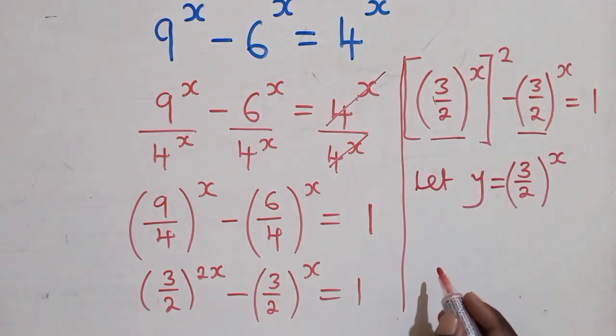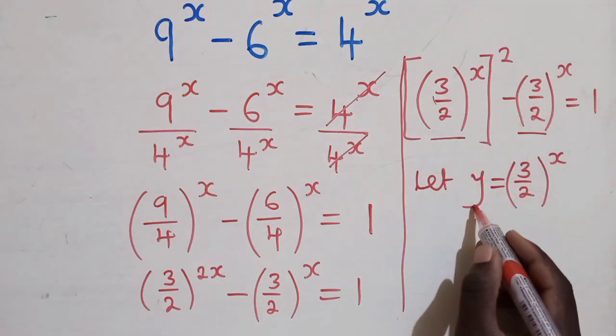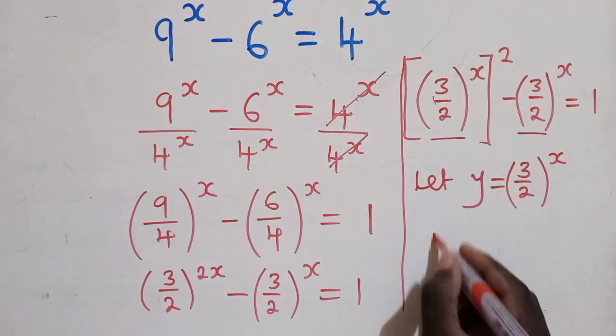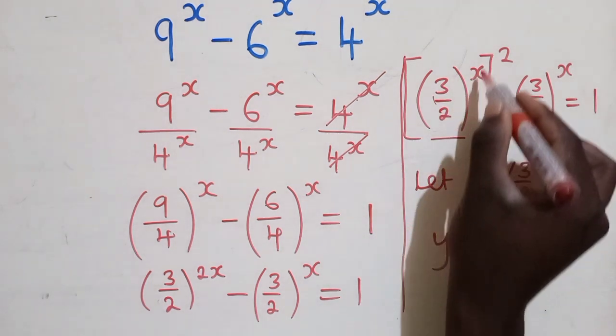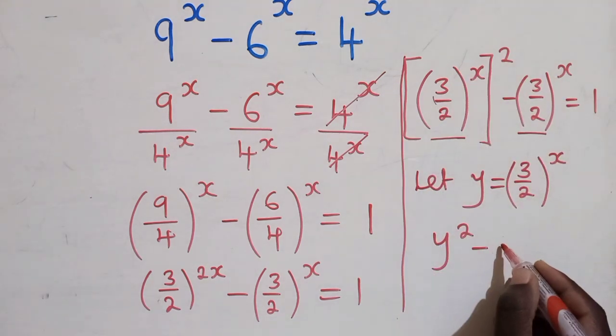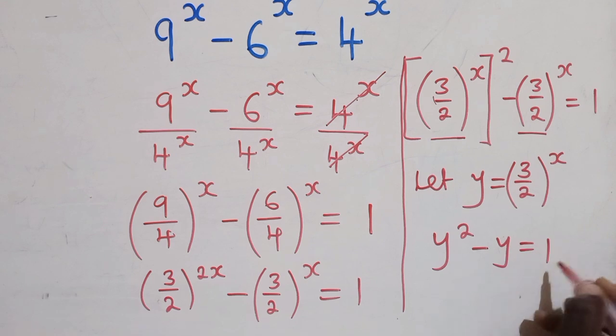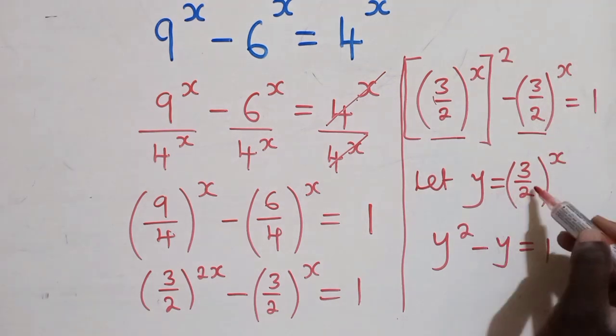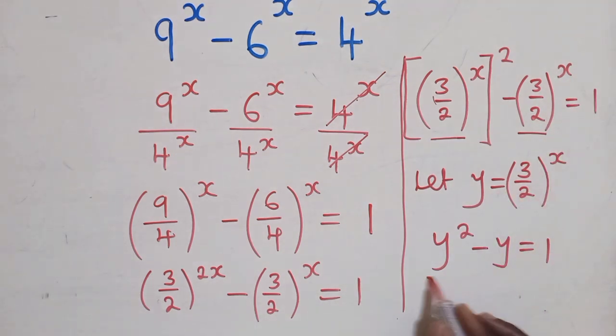This is the same as this. So this simply means we shall get y and substitute it here. So it will be y power 2. When we put y here, the power 2 will remain. So it will be y power 2 minus y is equal to 1, because this thing is the same as y according to what we've said. So this is our quadratic equation. We now solve the quadratic equation.